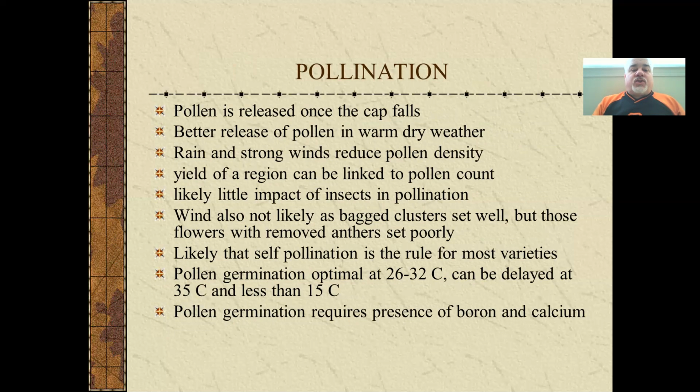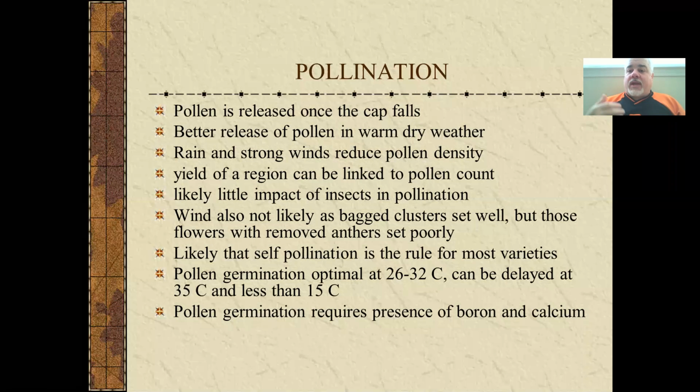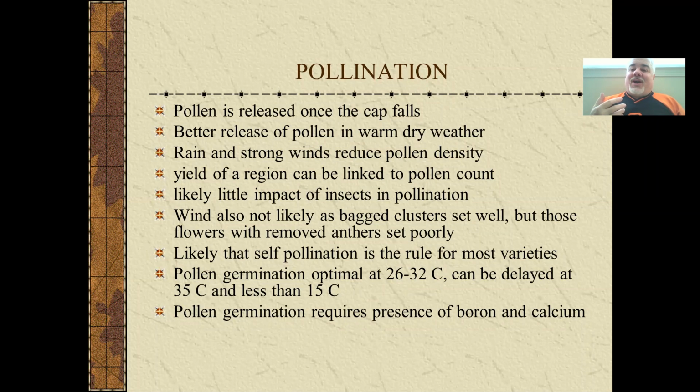Pollination. Pollination is released at cap fall. Again, one of the reasons why rain is bad: it holds onto the cap after a rain. The cap doesn't fall off, and you're not going to get pollination occurring properly. And if it happens after cap fall and you get a rain, then you rinse off all your pollen grains. Pollination prefers warm, dry weather. If it's really humid, if it's really cold, if it's really sticky, it doesn't like it. Rain is bad. Wind is bad.